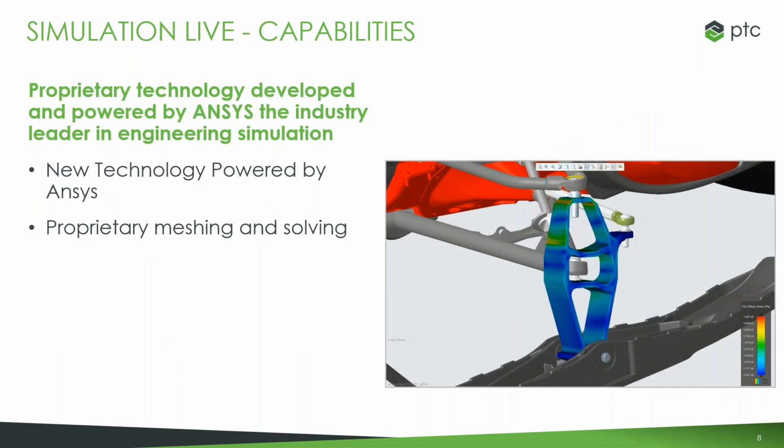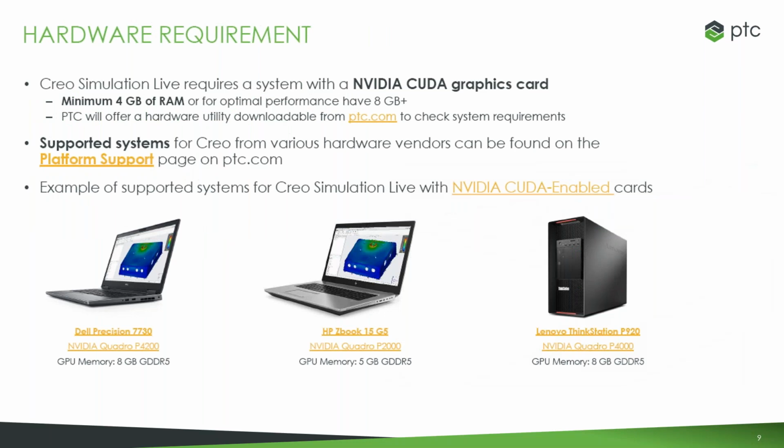This is all completely new technology powered and developed by ANSYS, and we're using a solver engine that actually runs on the graphics card rather than the CPU like we're used to with normal analysis. This requires an NVIDIA CUDA supported graphics card. We have a way to check your systems: a link that we can send over, you click on it and it runs and sees if your hardware is going to be good to go. On top of that, we have a minimum of 4 gigabytes of RAM, and optimal performance starts around 8 gigabytes.